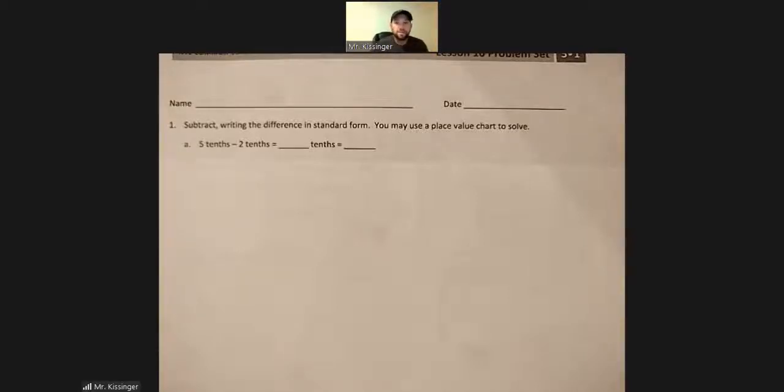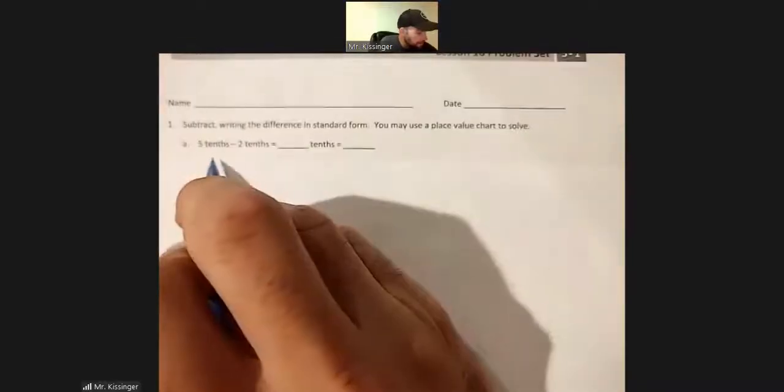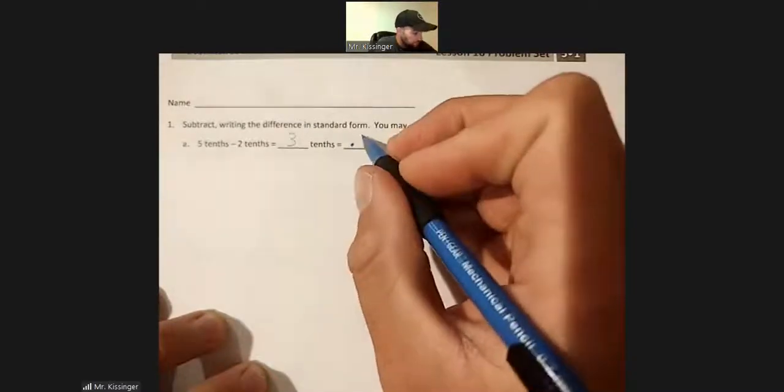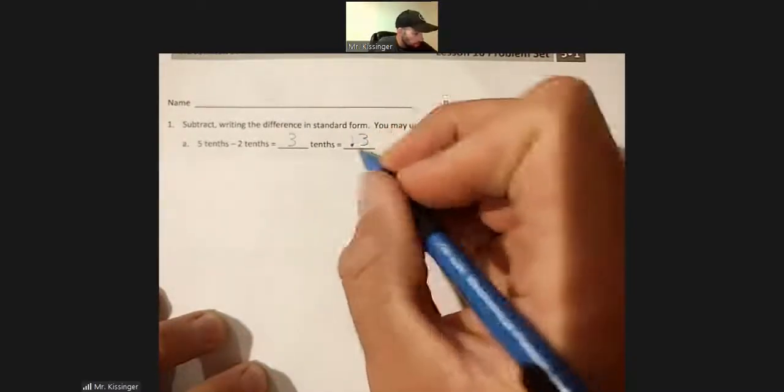So it says subtract, writing the difference in standard form. You may use a place value chart to solve. The first one I don't think we'll need a place value chart for. That one says 5/10 minus 2/10 equals blank tenths. 5/10 minus 2/10. 5 minus 2 is 3. Gives us 3/10. And then our standard form would just be 0.3.